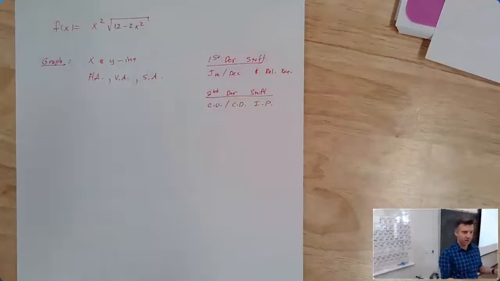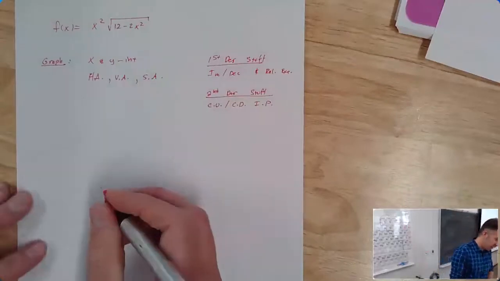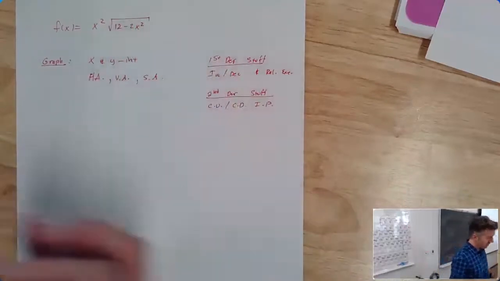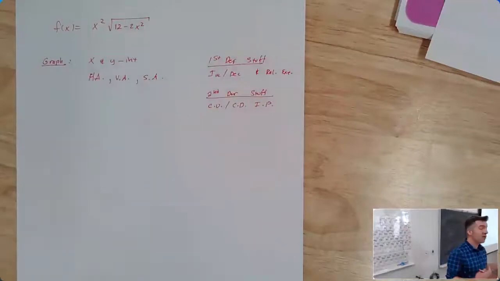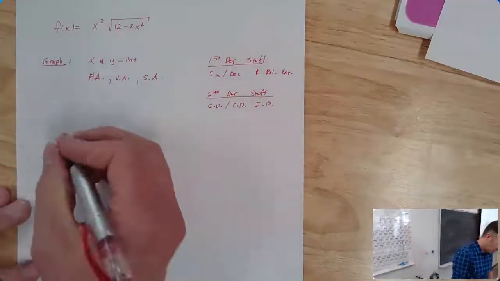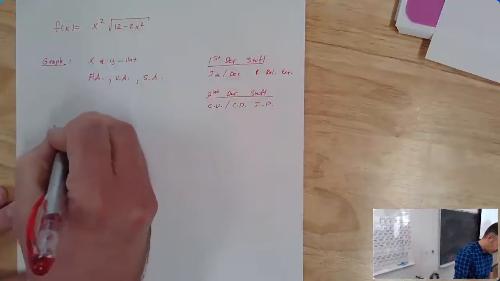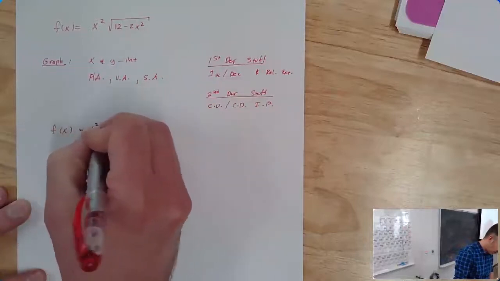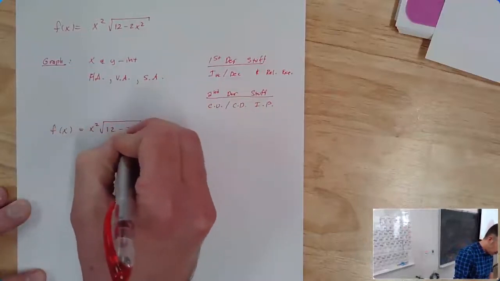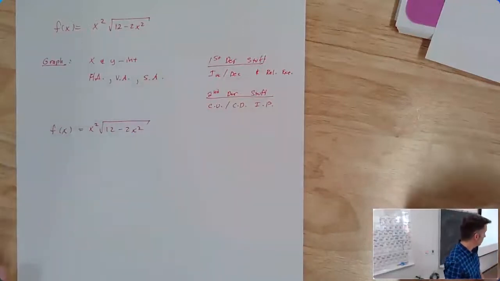So typically, well, in fact, I'll just walk you through as I go here. So let's look at this. And I suppose first and foremost, before you do any of that stuff, you probably need to think about what the domain of the function is. So if we look at f of x equal to x squared times the square root of 12 minus 2x squared, this definitely has a very limited domain, right?